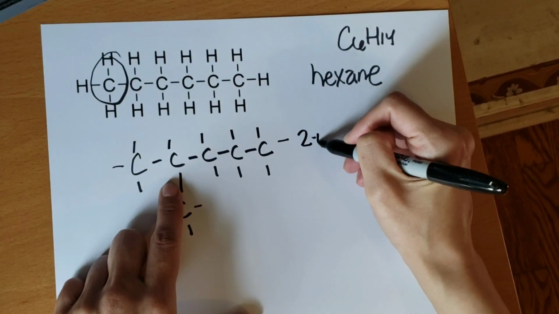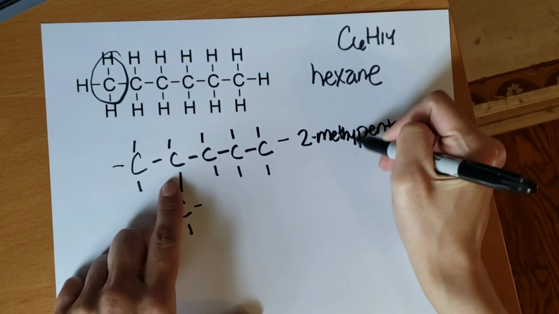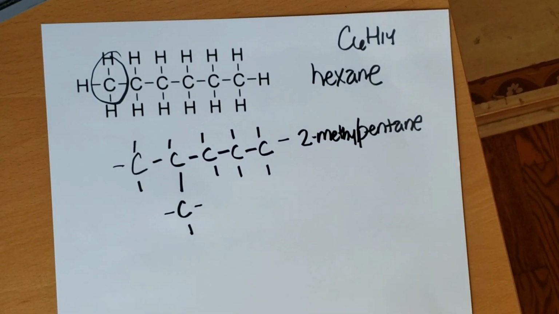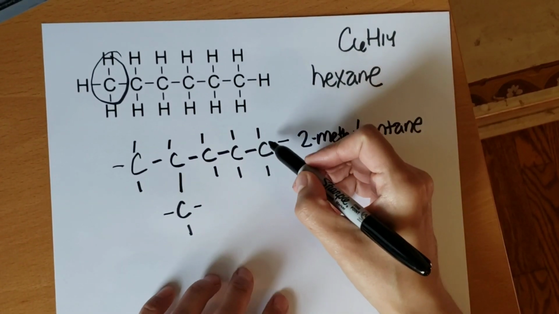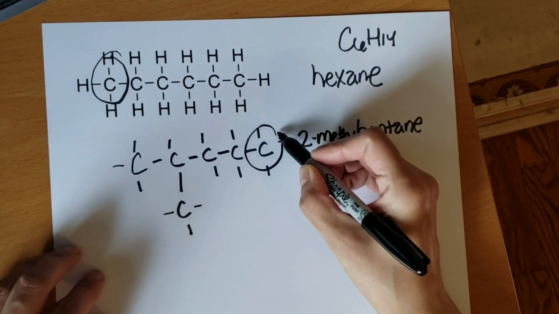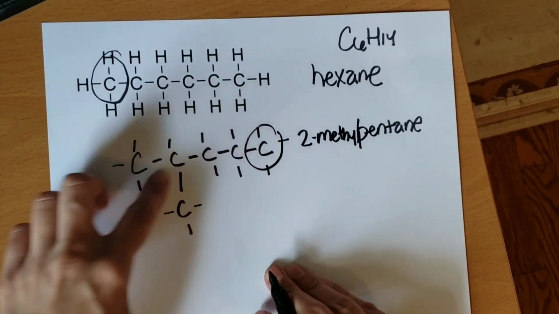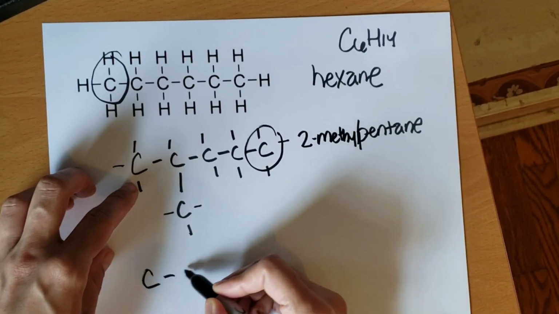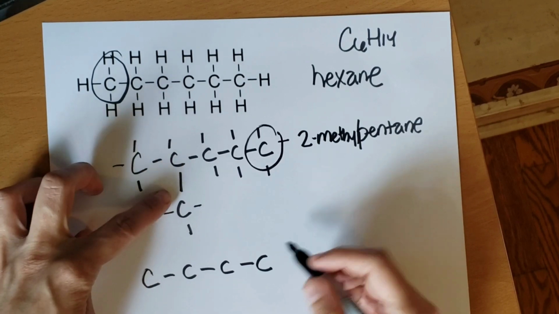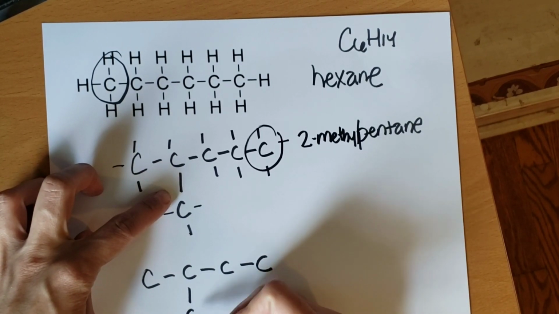So this is 2-methylpentane. And we can repeat this process again by removing the end carbon from the other end, in this case from this end. And so here I had 5 carbons. Now I'm only going to have 4 in the main or parent chain. I already had this branch here.